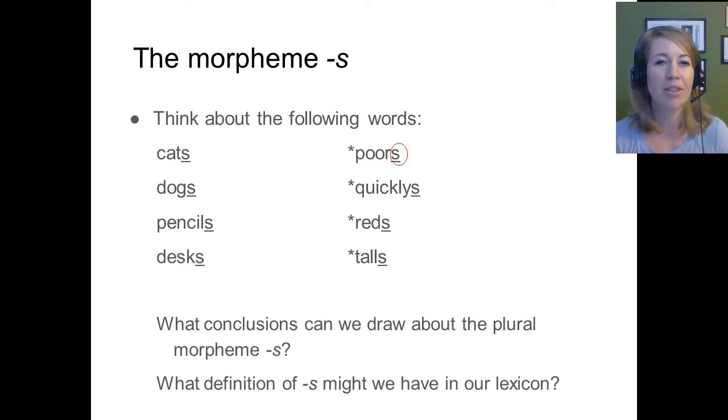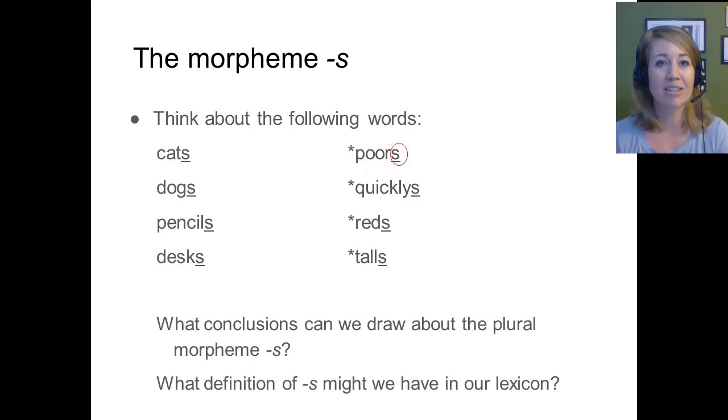However, we're talking about the morpheme S, meaning plural. Can you have plural? Can you mean pours as in pouring multiple times? And the answer is no. So the S on pours means something different, and we're going to get to that later. We're talking about the S meaning plural. So cats, dogs, pencils, and desks.